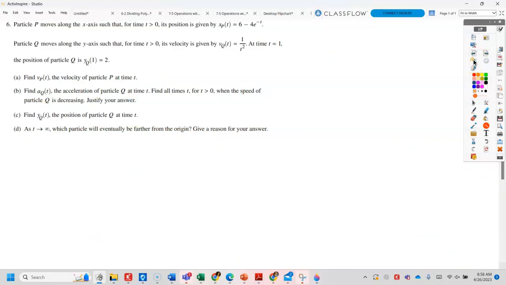So 1, 3. Find y_Q(t), which is the position of particle Q at time t. So we have the velocity of Q. How do I find the position of Q? You gotta integrate. So for part C, we're integrating.